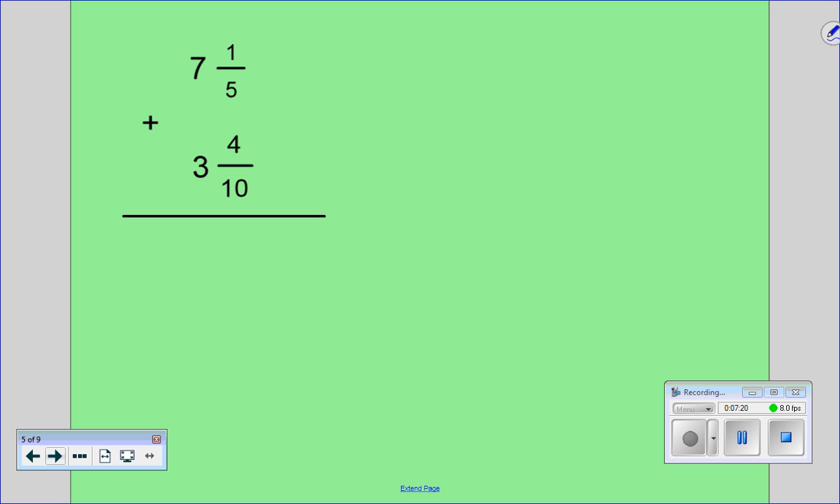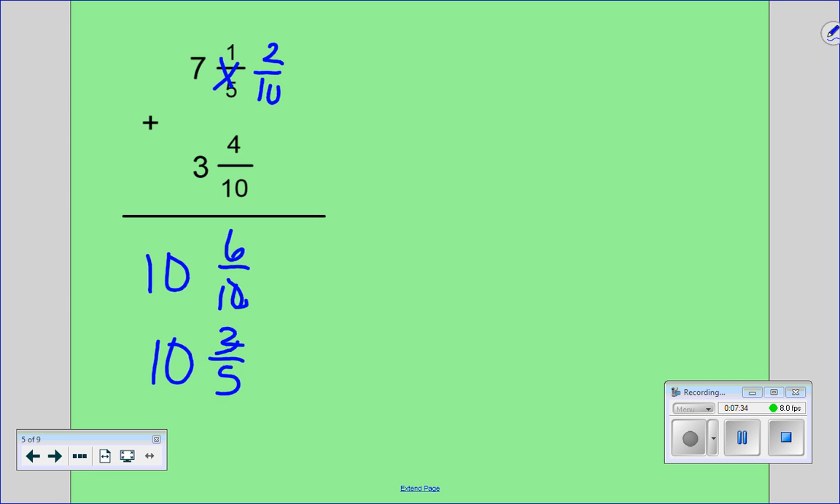So this, you probably changed to 2/10, and then you added like this. And then you had to reduce, so you probably got 10 and 2, 10 and 3, yep, 3/5. I was going to say 2/5, but 3/5, you're right. 10 and 3/5. Nice job. Nice work. Okay. Any questions so far?